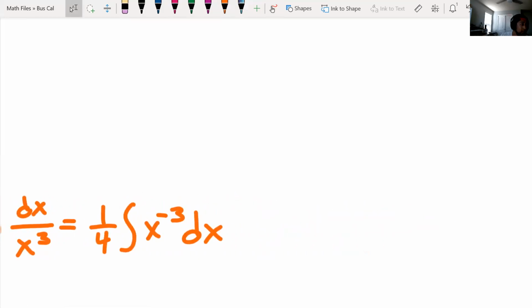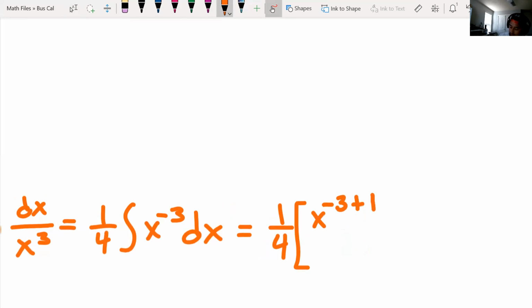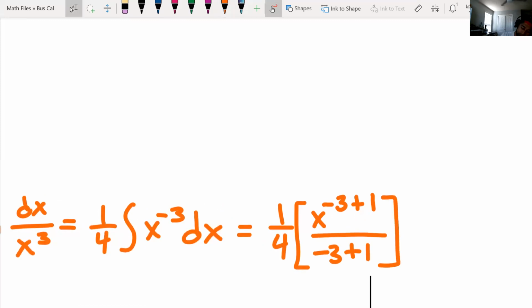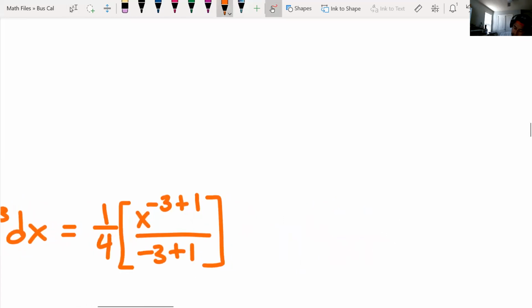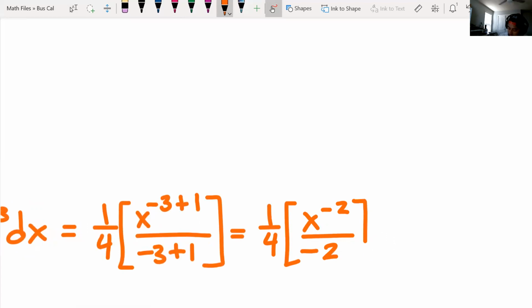And then, once again, the most popular rule, we do power rule. So that 1/4 stays outside, and I use brackets just because I think they're neater. You can put parentheses if you want. And by power rule, negative 3 plus 1 over negative 3 plus 1. Here, you'll get 1/4 times x to the negative 2 over negative 2.